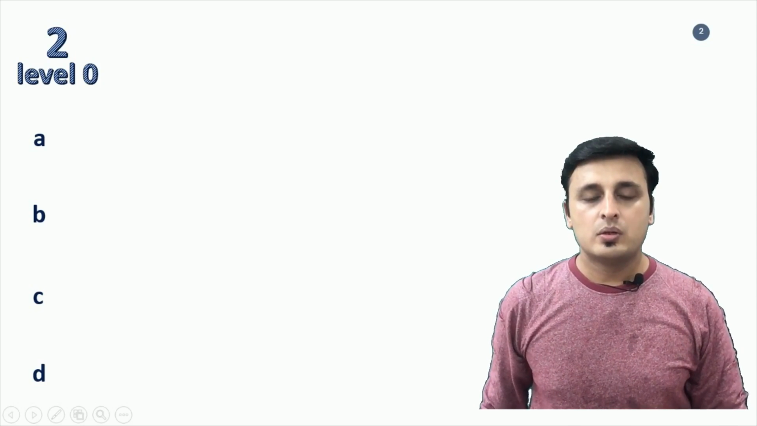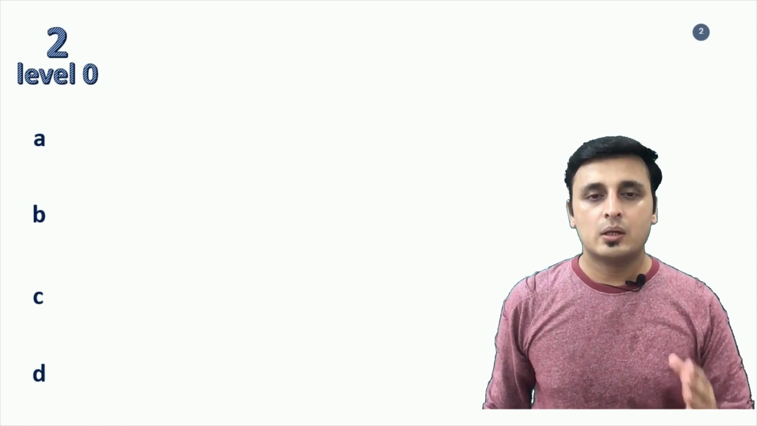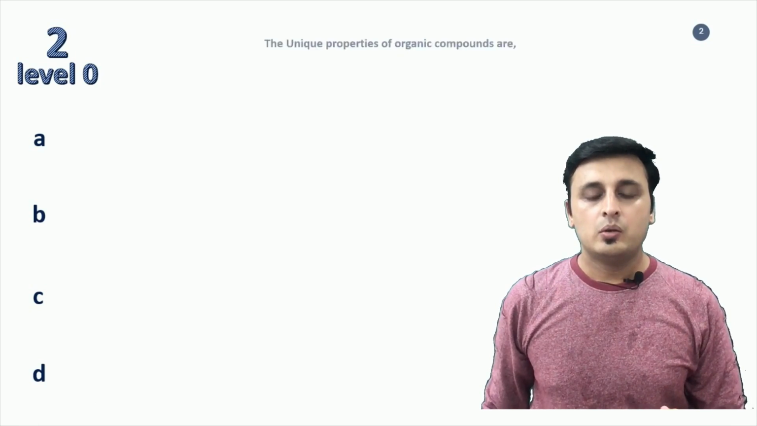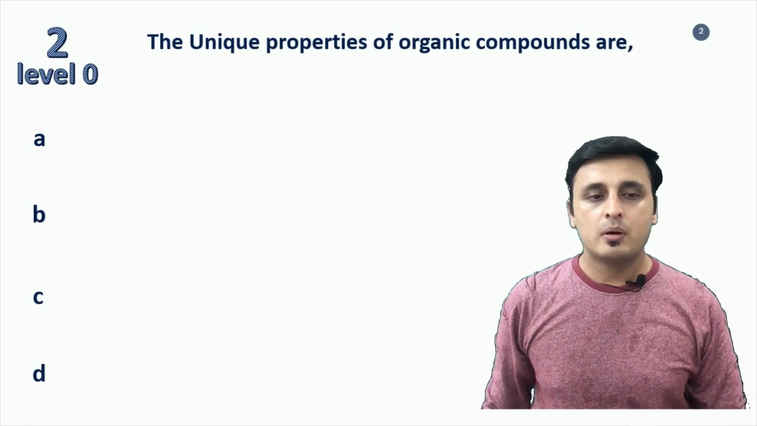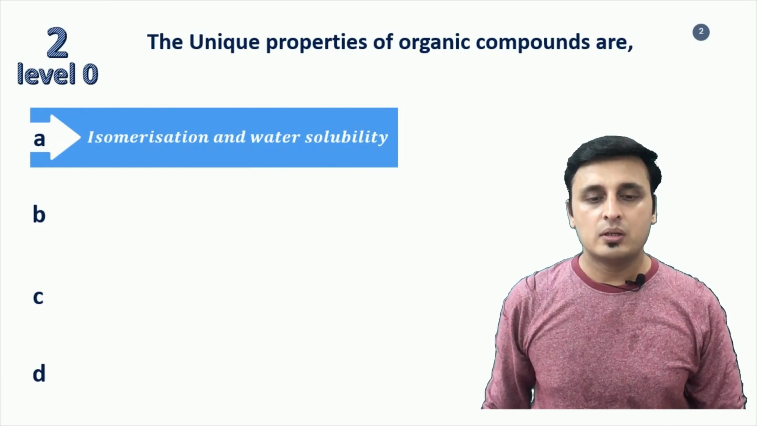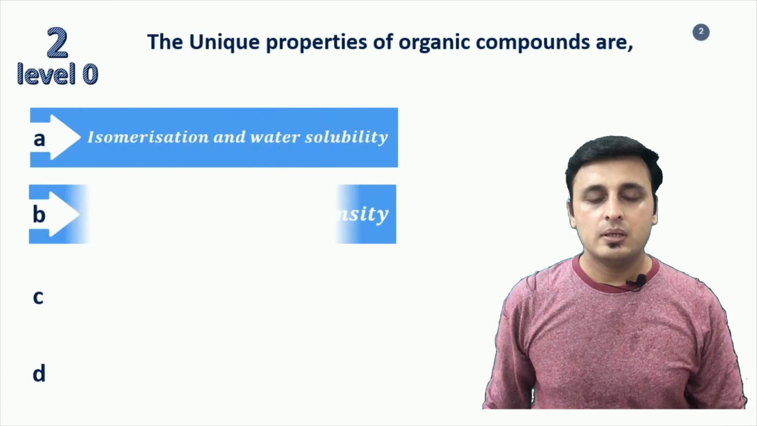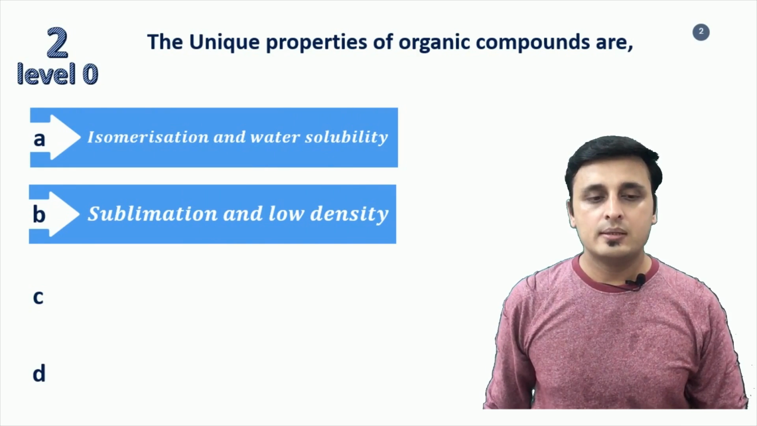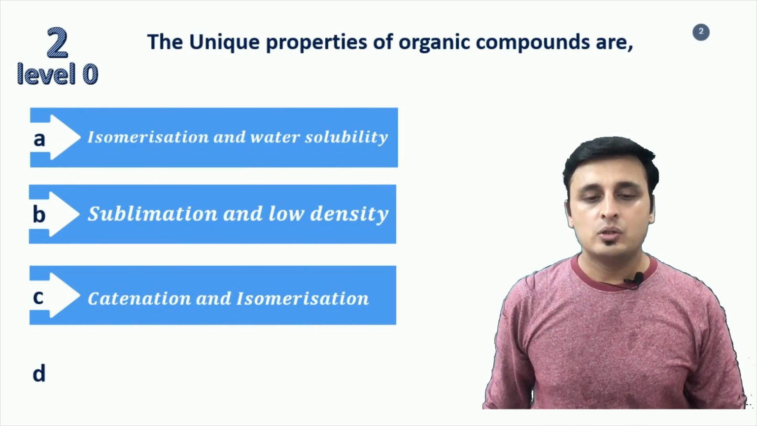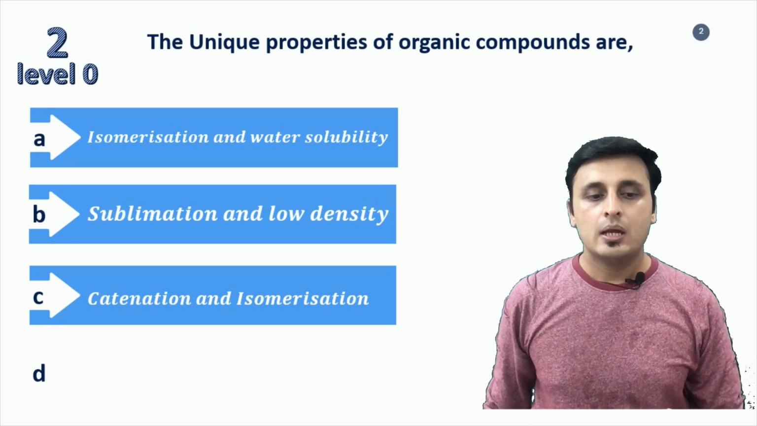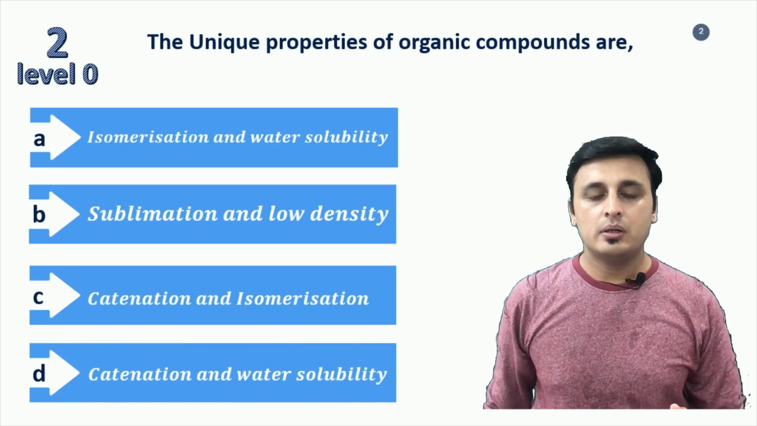Now presenting question number 2, level 0, and the question is: the unique properties of organic compounds are. Option A, isomerization and water solubility. Option B, sublimation and low density. Option C, catenation and isomerization. Option D, catenation and water solubility.